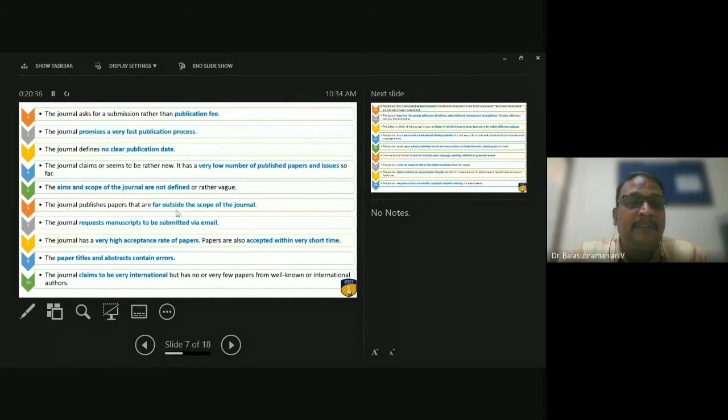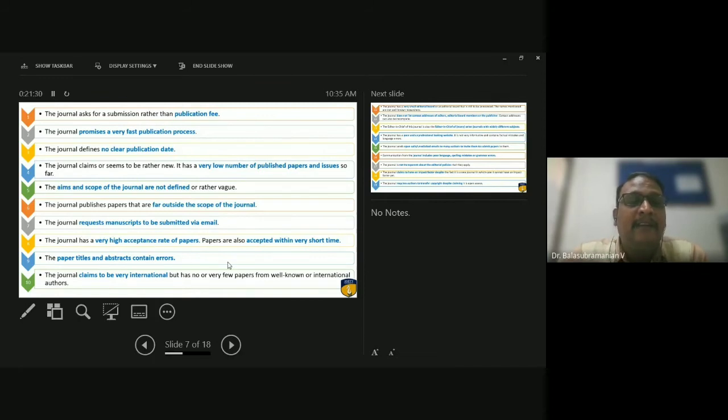And then the journal publishes papers far outside its scope, which means it is not meeting the standard. Also, they will send requests via email. If you get an email from an auto service, or from a Gmail, Yahoo, or Rediff account, then it is a fake journal. A standard journal never writes from a Gmail or Yahoo account. They have their own website and their own email ID, and they send through the website.